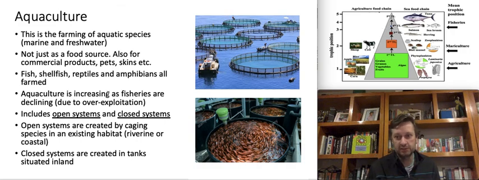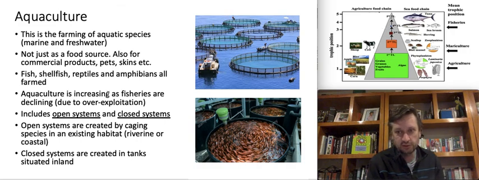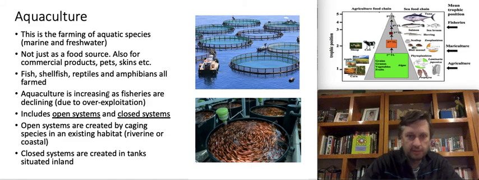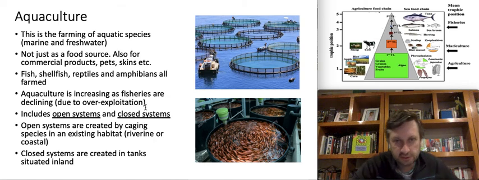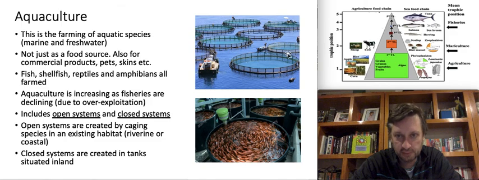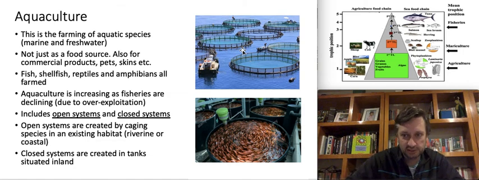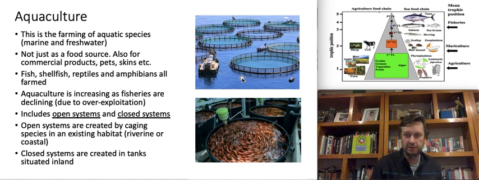Aquaculture is increasing as fisheries decline. There seems to be a switch going on at the moment from going out to sea to fish to actually being able to make more money by farming fish, especially in fish farms. There are open and closed systems. Open systems, you can farm fish. Well, if we're talking about fish farms, you can farm them in pens that can be put into estuaries or the coastline, although generally the coastline needs to be sheltered to avoid damage from waves and storms. But you can also put tanks on land and farm animals on land.